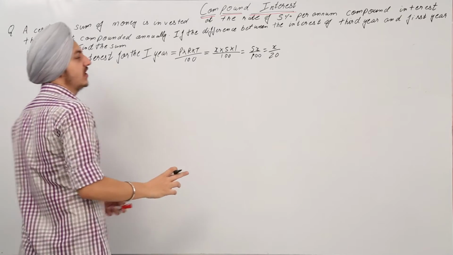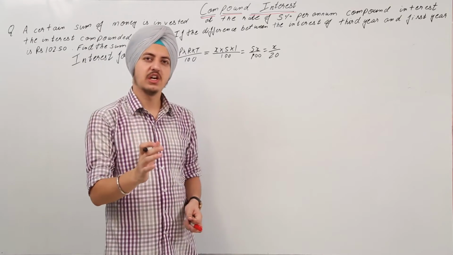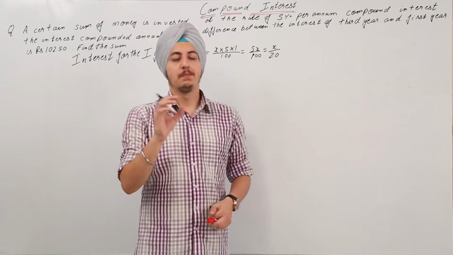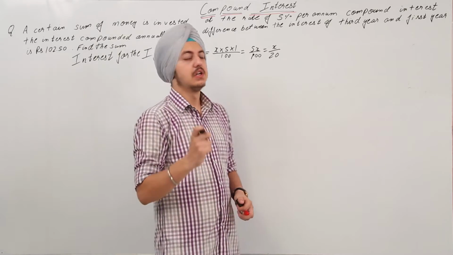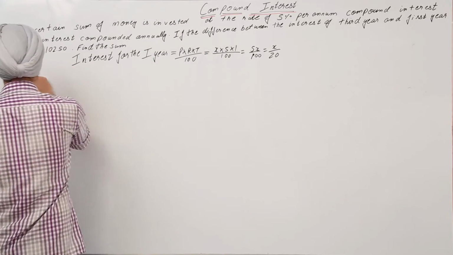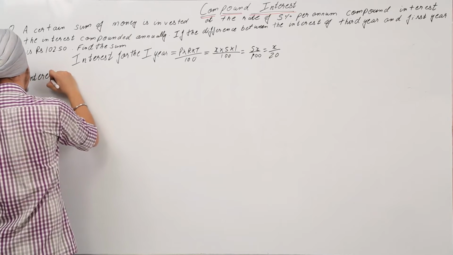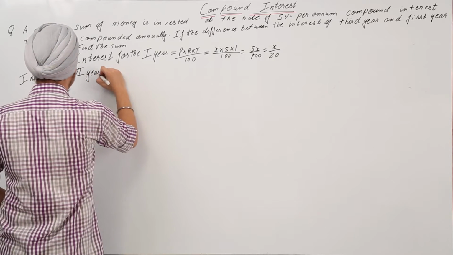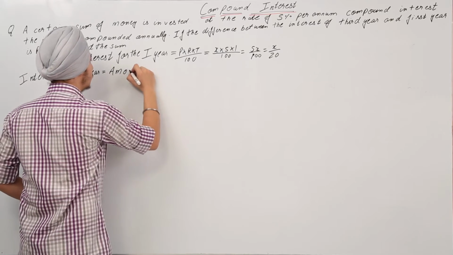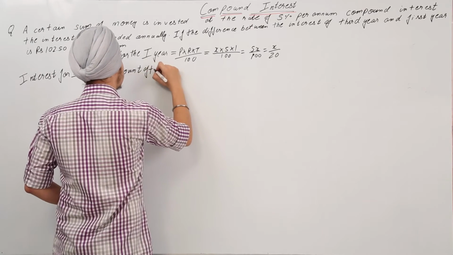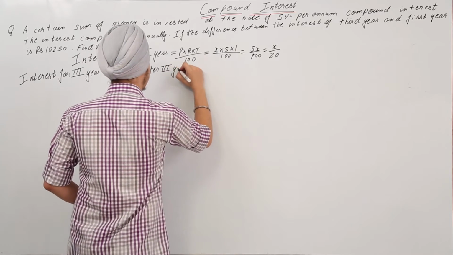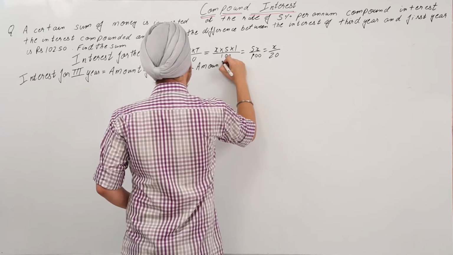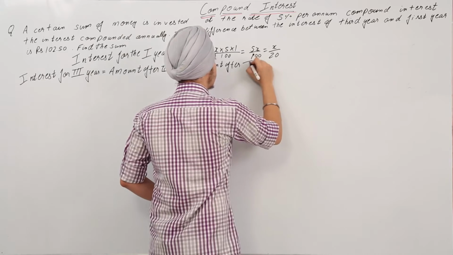Now we have to find out the interest for the third year. The interest for the third year, if you all remember, is equal to the amount after the third year minus the amount after the second year. So the interest for the third year is equal to the amount after the third year minus the amount after the second year.